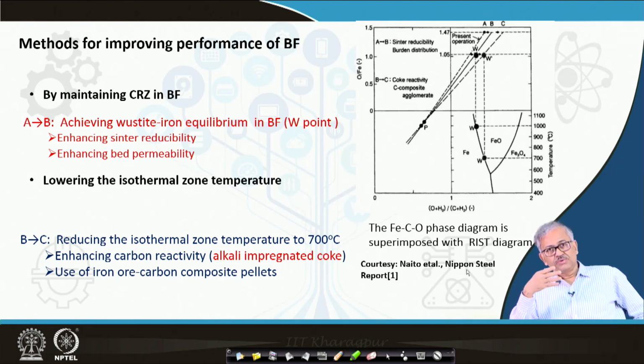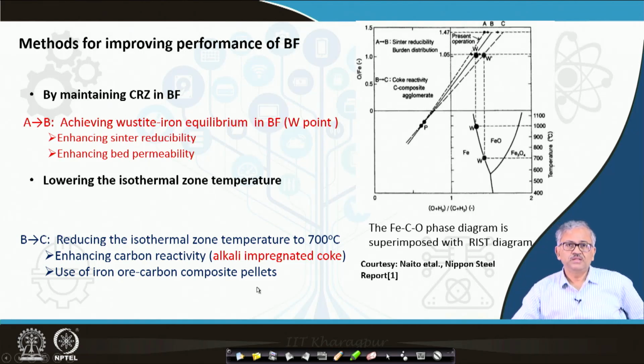So, thermodynamic efficiency increases. They have tested their furnace with some composite pellet also. That was done with a special binder they used, and based on that they tested and found that yes, the isothermal zone temperature decreases and the efficiency of the blast furnace increases. So this is from the Nippon Steel report, and the whole report is available, you can go through it.